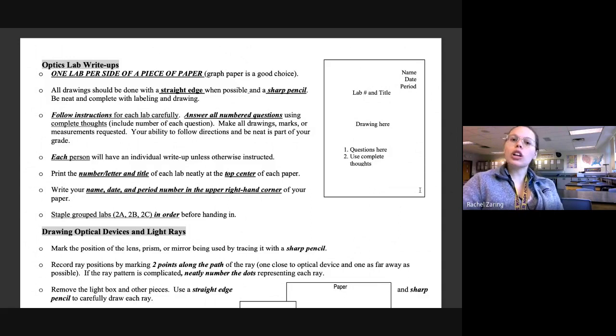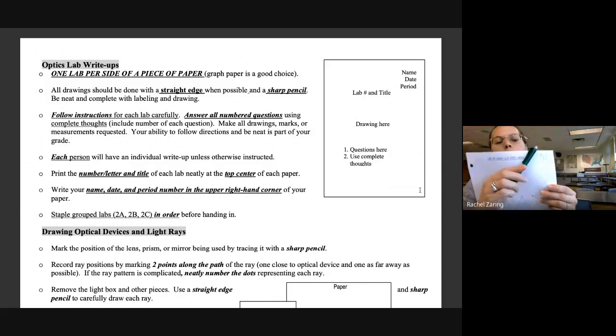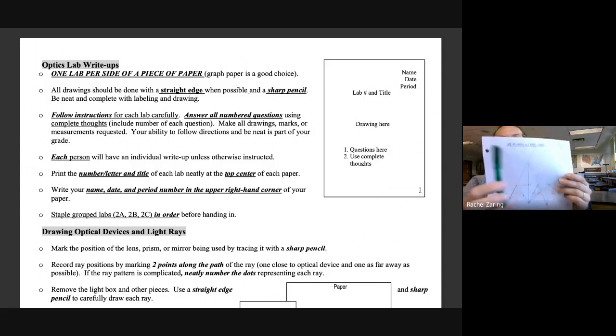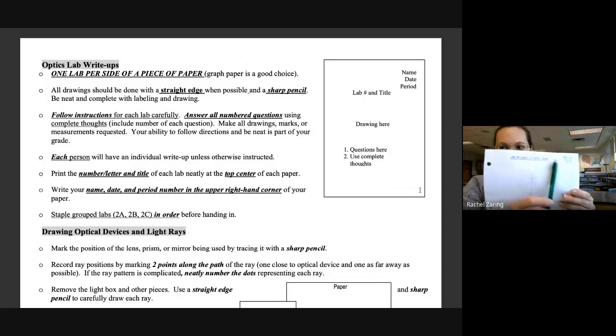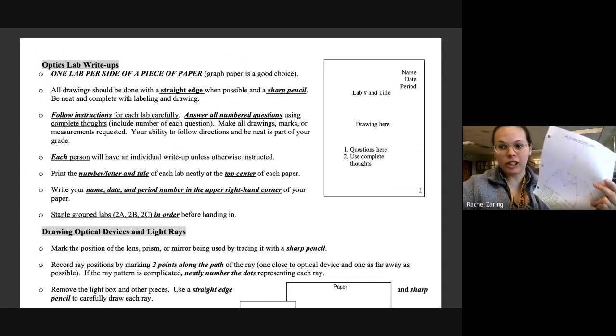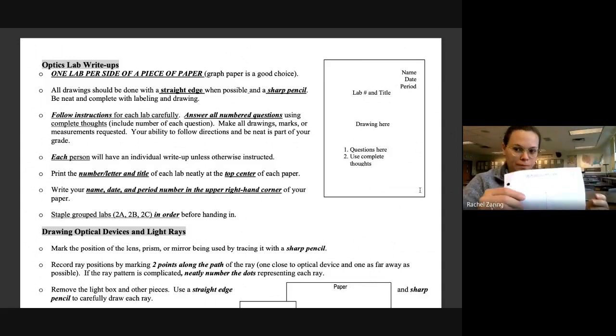For most labs, you're going to complete your own lab report unless I otherwise instruct you to do so. You'll always start by writing your name, date, and period in the upper right-hand corner, and then a nice neat label of the lab number as well as the lab title across the center, making it again very clear and easy for me to read.